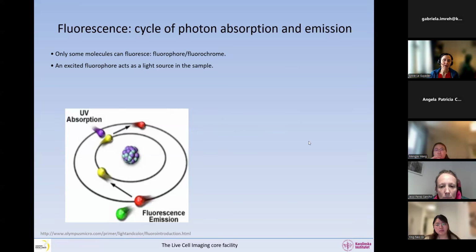So fluorescence is a cycle of photon absorption and photon emission. To start with, only some molecules can fluoresce, not all of them, only some of them, right? And they are called fluorophores or fluorochromes, it's the same thing. When we excite a fluorophore, it acts like a light source in the sample. So we have lots of tiny light sources in our sample.